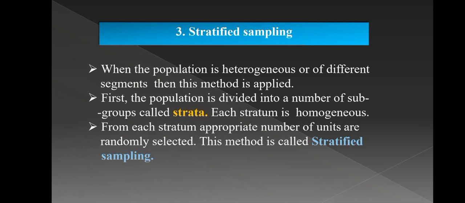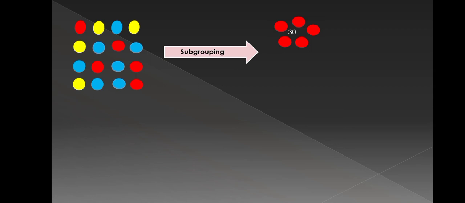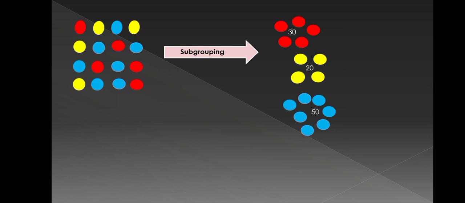So let us consider an example here. Here you can see a few chits. The chits are of different colors. First, we will arrange these chits according to their colors. First I have selected the red color. There are 30 red chits. Then I have grouped all the yellow chits. There are 20 yellow chits. Next I will group all the blue chits. There are 50 blue chits.